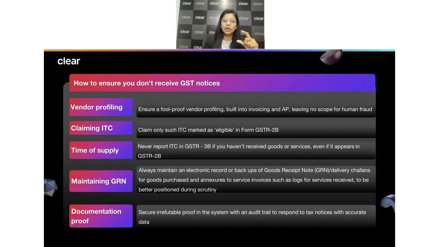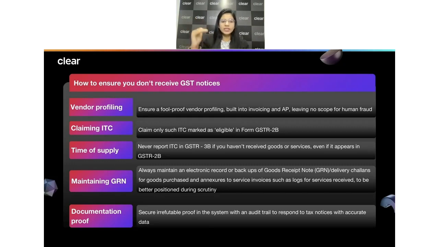If we look into 4A5, it talks about the ITC which I am going to claim in respect of purchases I have made from registered suppliers. This information is available in my GSTR 2B. So this is what I am going to populate in Table 4A5. Now, how exactly is the government going to populate it? 4A5 is coming from my GSTR 2B.